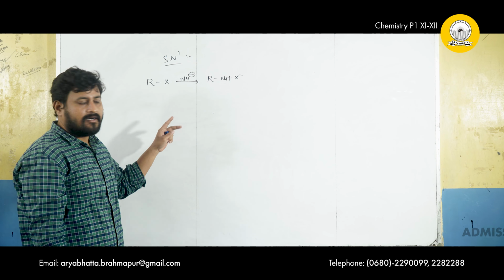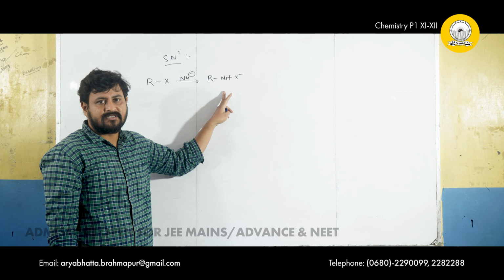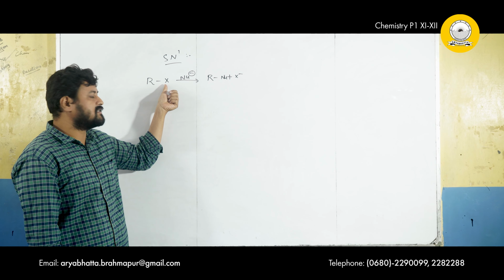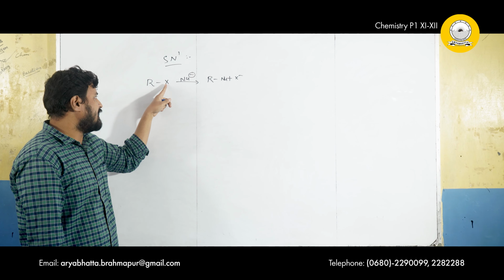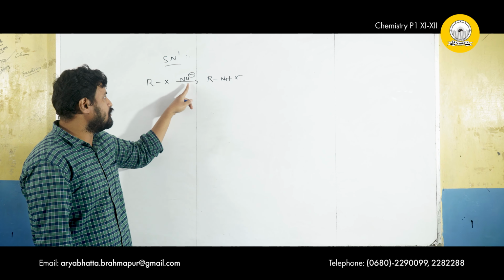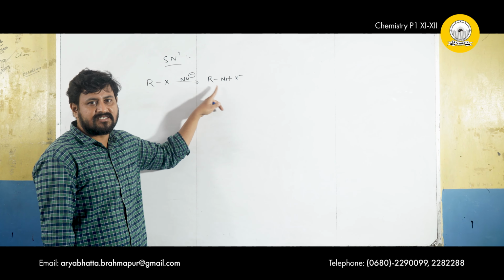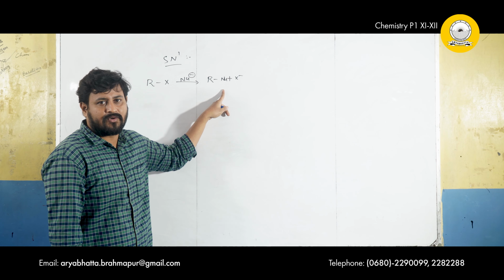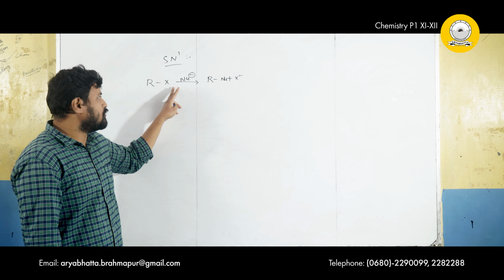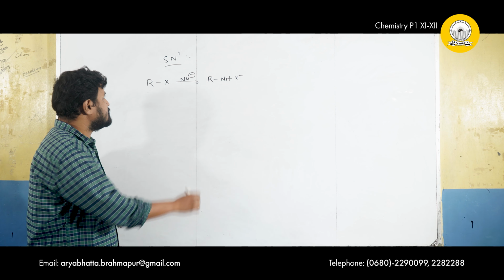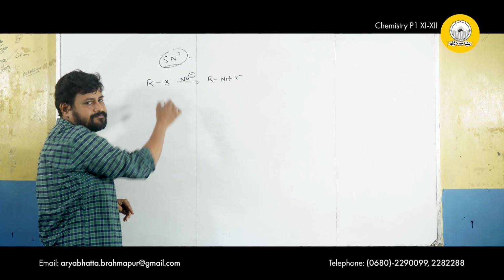And here it is a substitution reaction. Here the alkyl group and halogen atom are present, and this halogen atom is replaced by the nucleophile. Then it is a substituted product. This is the nucleophilic substitution reaction. And in this nucleophilic substitution reaction, you have two mechanisms, and one of them is the SN1 mechanism.